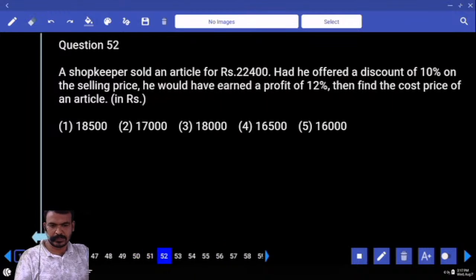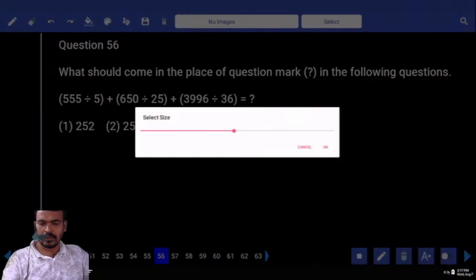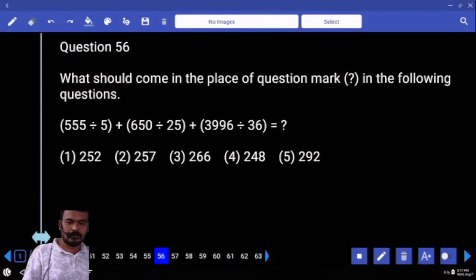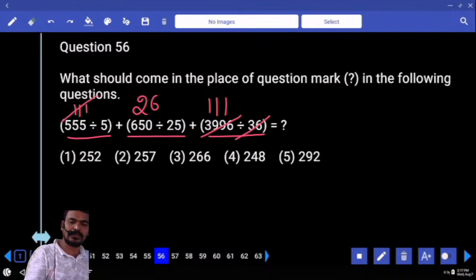Next simplifications. 56. Question number 56. First priority 555 divided by 5. How much? 111. 650 divided by 25. 26. 3996 divided by 36. First 36 ones 36. Again one time. Again one time. 111 plus 111. 222 plus 26.